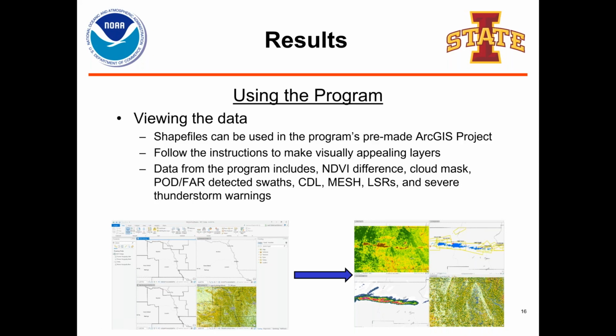And when you do, you get this nice 4-panel display where you have your NDVI difference map in the top left. Top right, you have your different detected hail swaths by the different criteria, and then you have your severe thunderstorm warnings and LSRs. Bottom left, you can display the MESH data so that you can be aware of what the radar estimated the hail size to be, and then you can also display the crop data layer with all of that crop information in the bottom right.